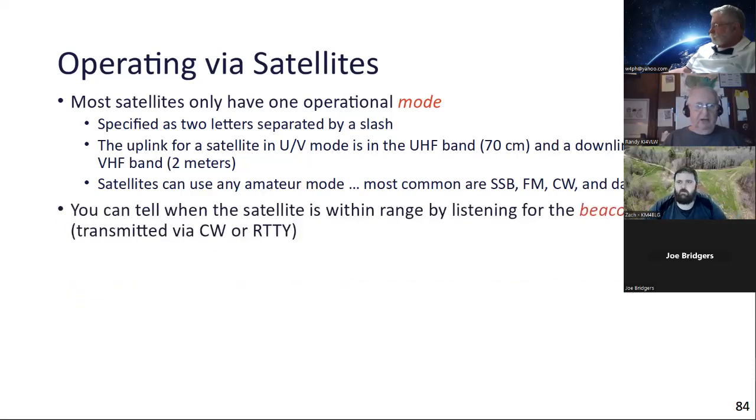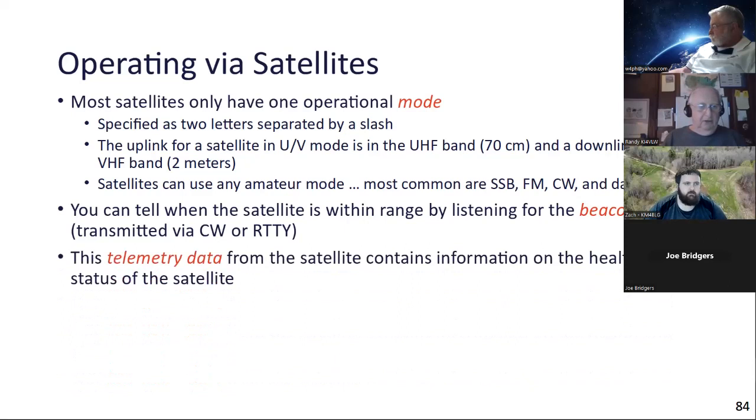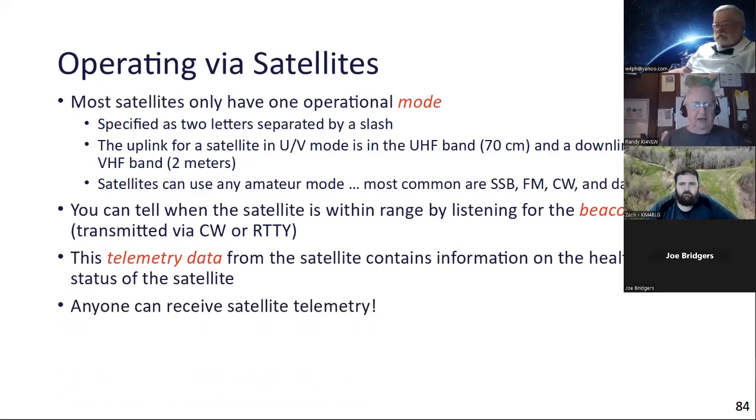You can tell when the satellite is within range by listening for the beacon. This is where the beacon comes in handy. It is transmitted via CW or RTTY, and RTTY stands for radio teletype. This telemetry data from the satellite contains information on the health and status of the satellite. Now, the telemetry data is always the downlink, never the uplink, always the downlink. Okay? Anyone can receive satellite telemetry. That means you don't have to have a ham license to receive this telemetry.